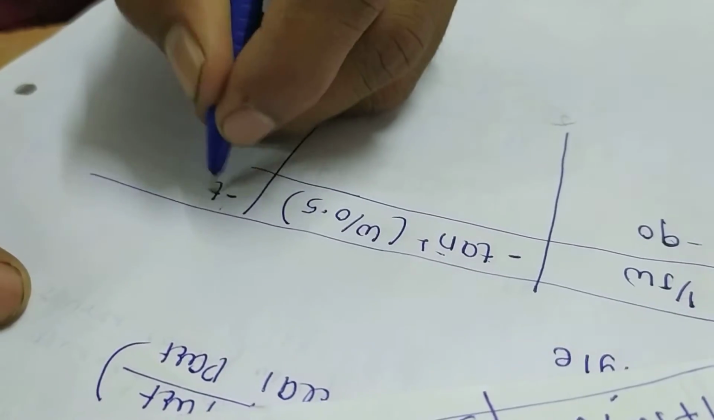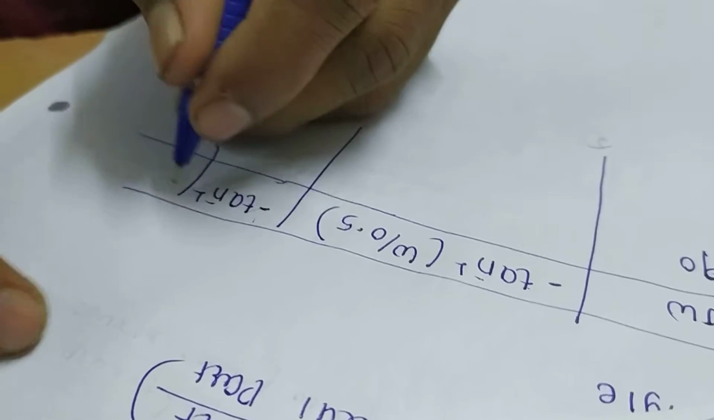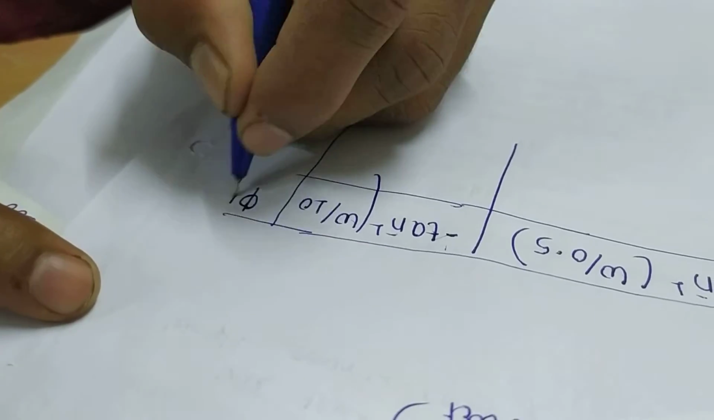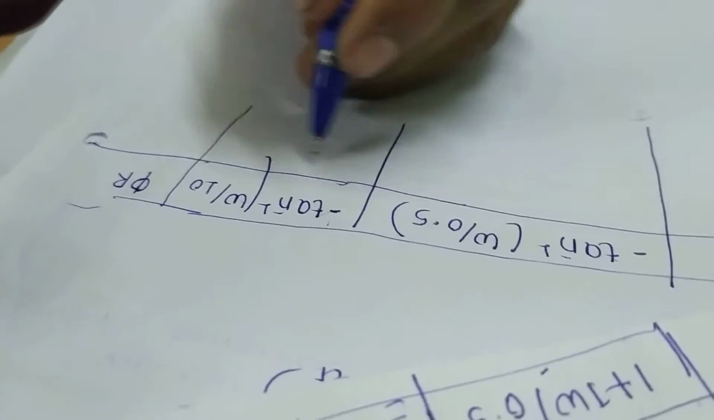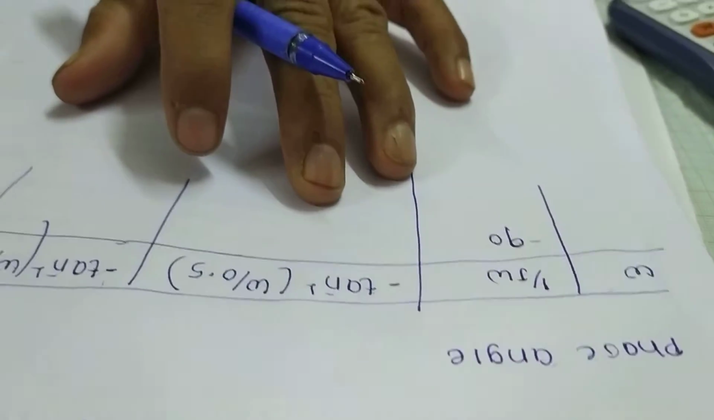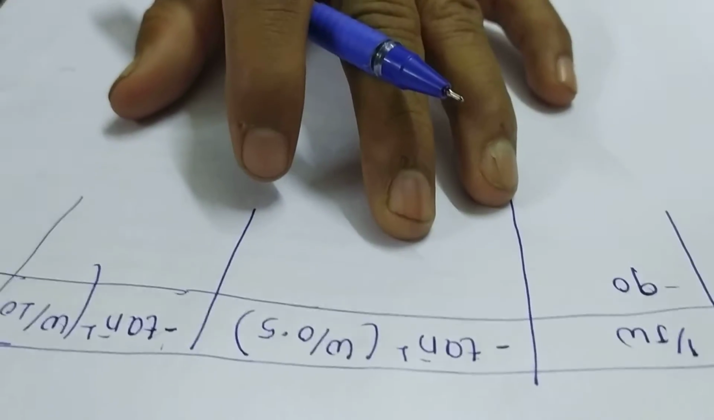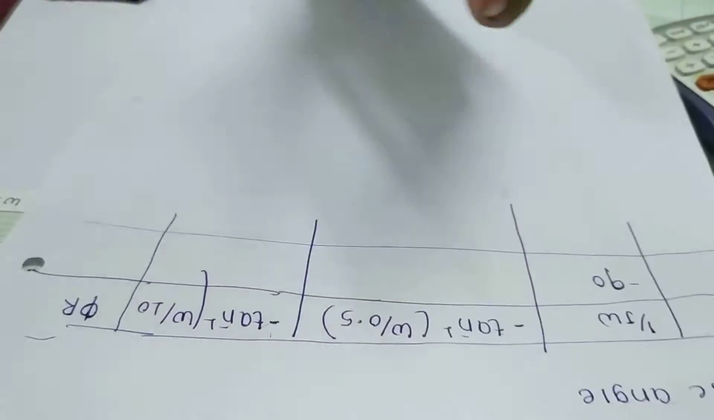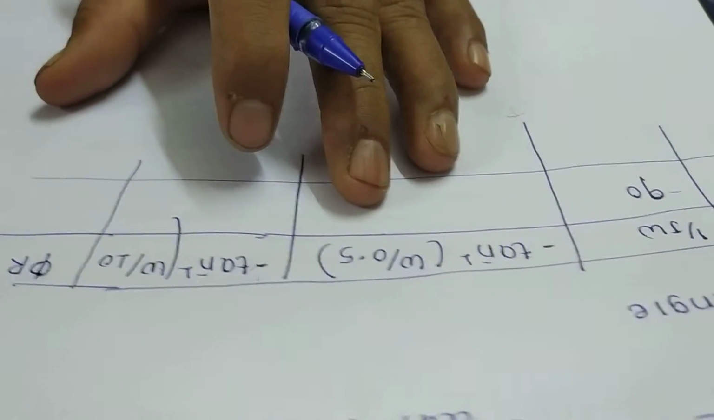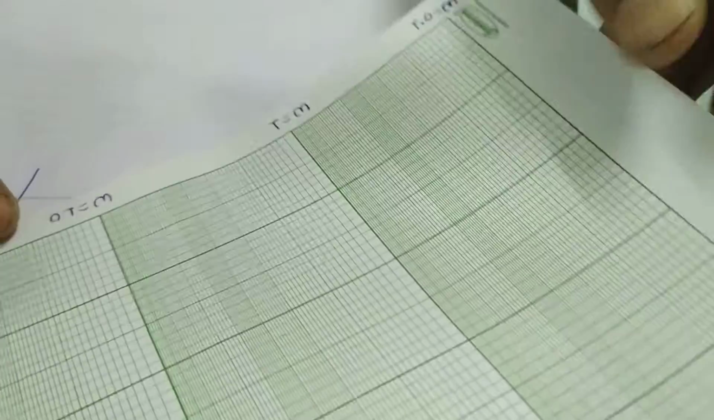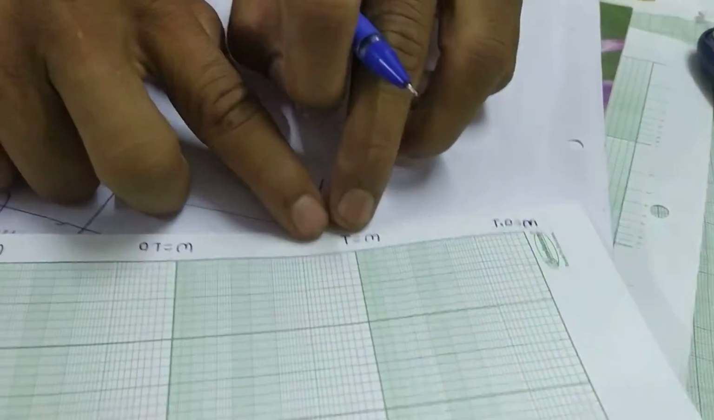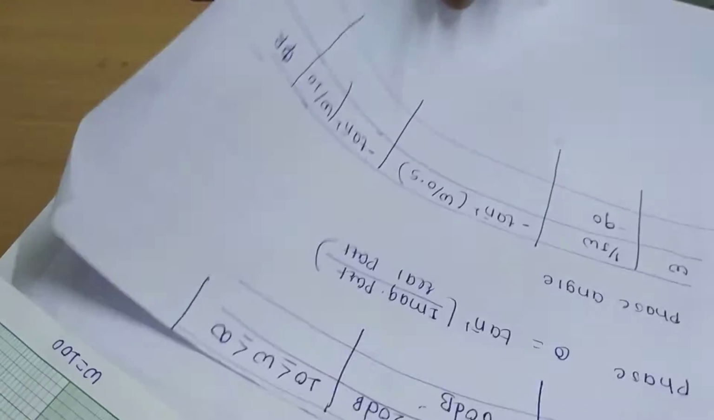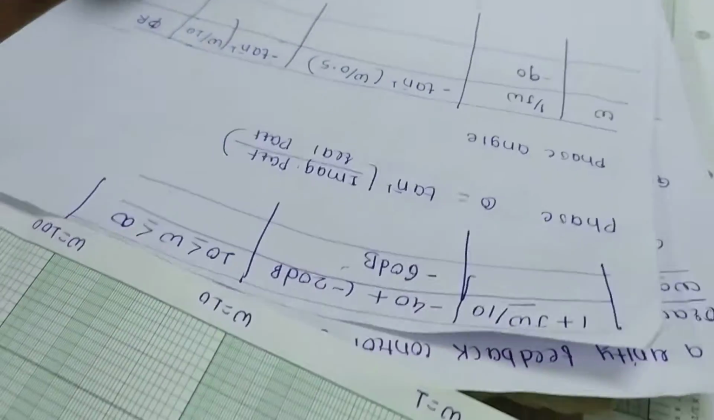Second value is minus tan inverse of omega by 10. And the last column is the resultant, meaning the addition of all these. The value of omega we have to take on our own. It's not compulsory to take values like 1, 2. In a Bode plot, you can observe the values are 0.5, 1, 10, 100, 1000, 10,000. So we take values from 0.1 to 10,000.